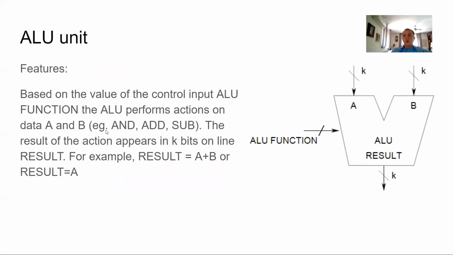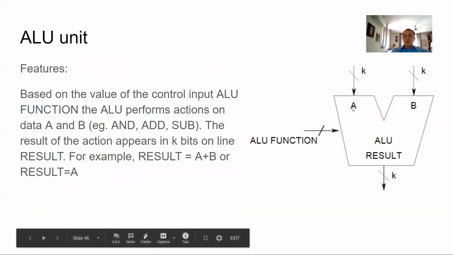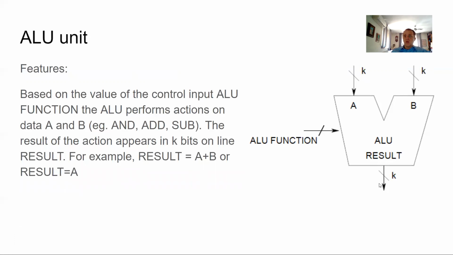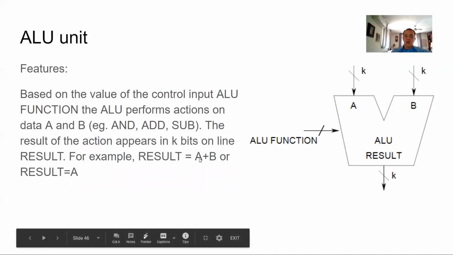So, the ALU. Well, we know about an ALU. It has k bits in, and k bits come out. It could also have an overflow. This one doesn't have an overflow bit, but it could. Based on the value of the control input, we also have an ALU function here, which tells it, are you doing add, subtract, shift right, shift left? And the result of the action appears in k bits online. For example, result could equal a plus b, or result could equal just a.